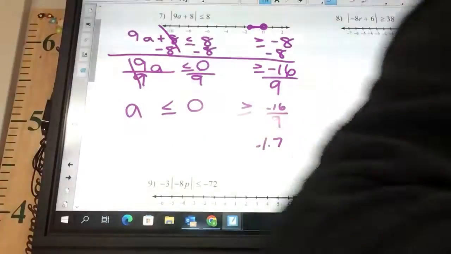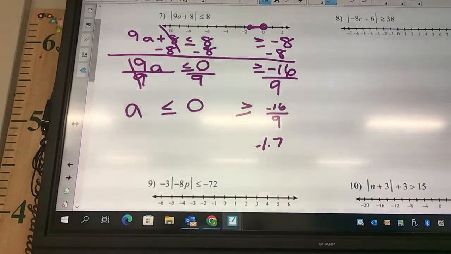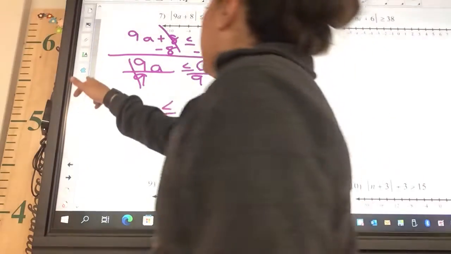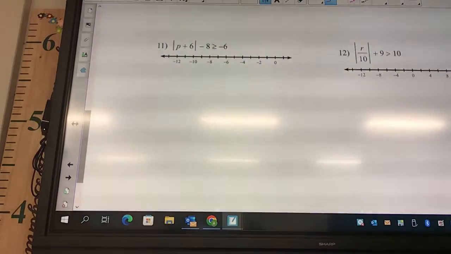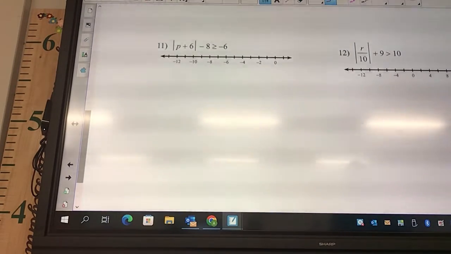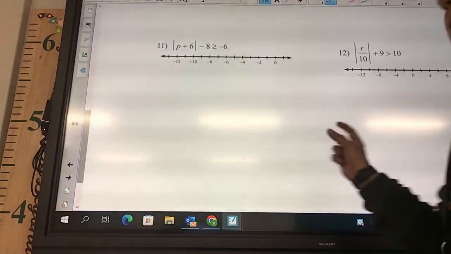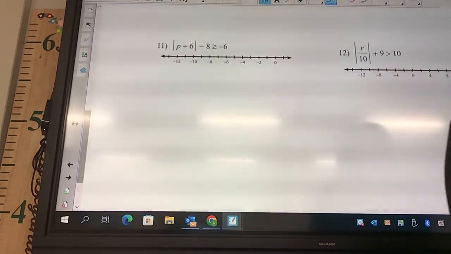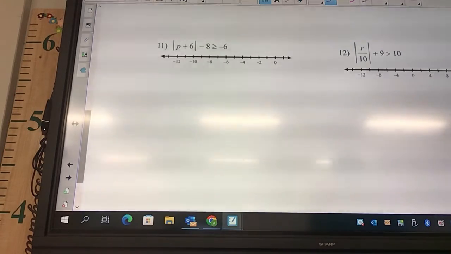Okay, we're going to do 11 first, and then we'll go back up to 9. So go to 11. Don't write it on 9. Okay, so 11, there's stuff on the outside of the bars. What is it? Negative 8. Before you are allowed to flip it and make it a negative, the bars have to be by themselves, like number 7 and all the ones that you've done so far.